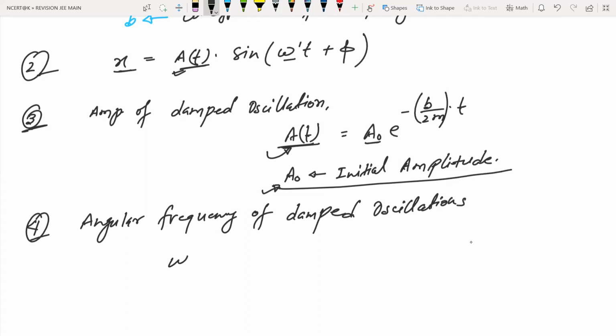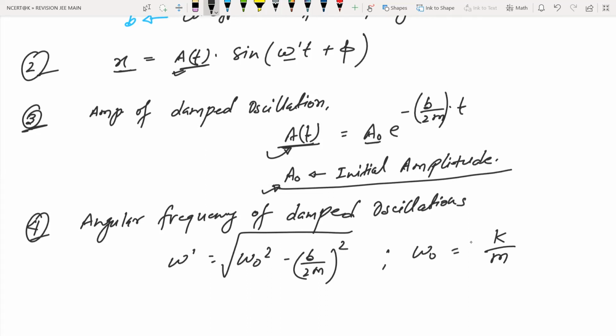This is omega dash, and this will be the root of omega naught square minus (b by 2m) whole square. Here also you have a square and then root. What is omega naught? Omega naught is root of k by m. This is your natural frequency.